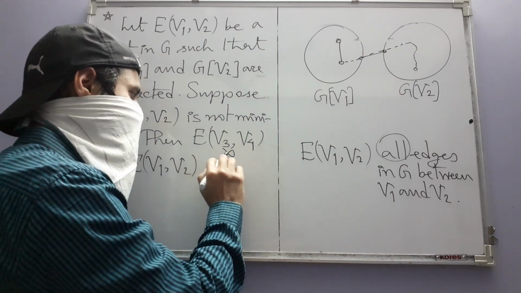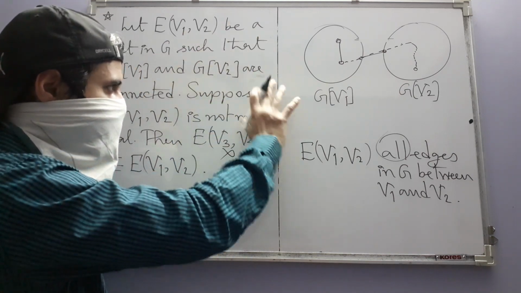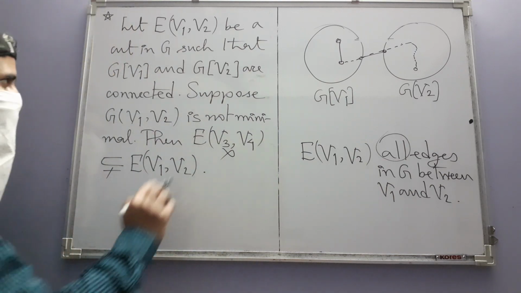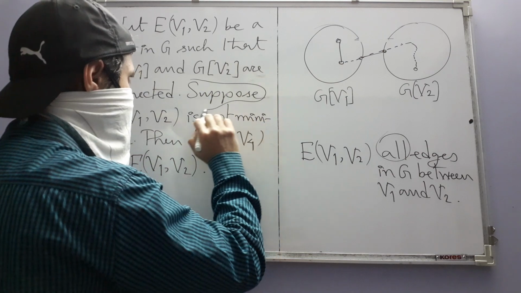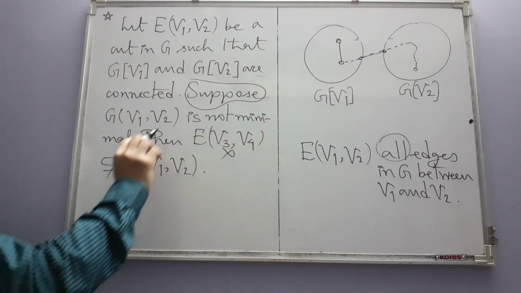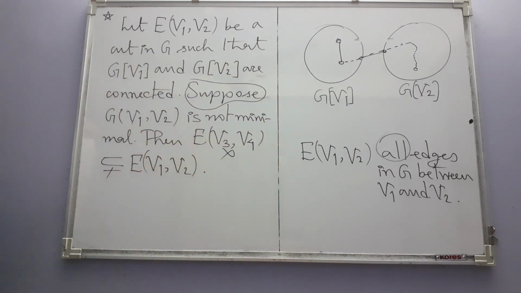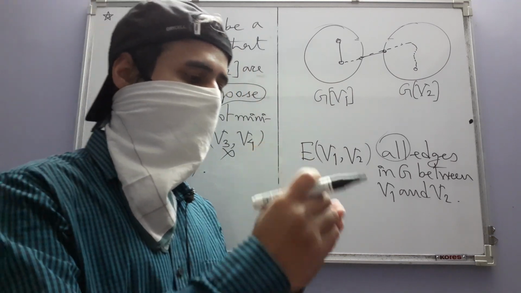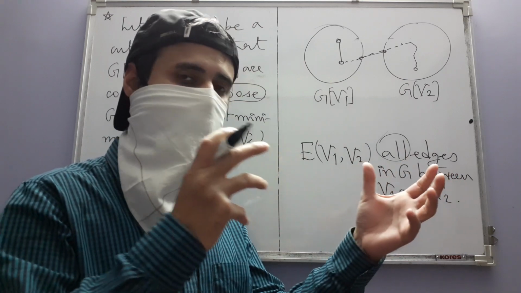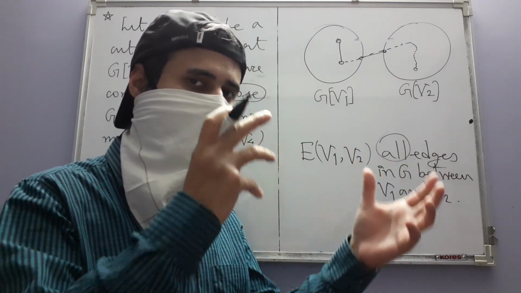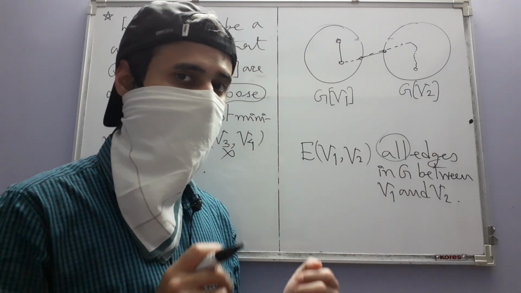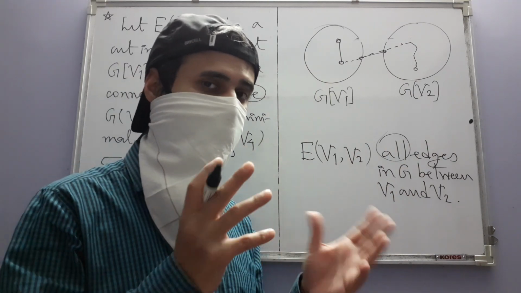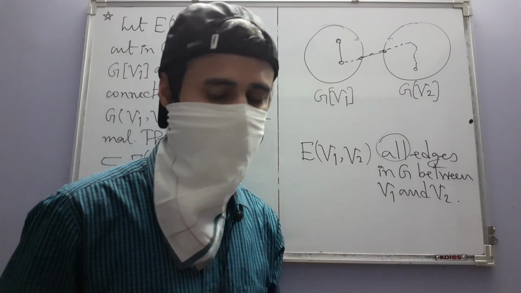This kind of thing cannot be achieved if all these conditions are met, and that is a contradiction, because of which this supposition is wrong. That means this has to be minimal. So that's why the author says that a cut is minimal if and only if the two parts of the partition induce connected subgraphs, and that is the way of recognizing minimal cuts.